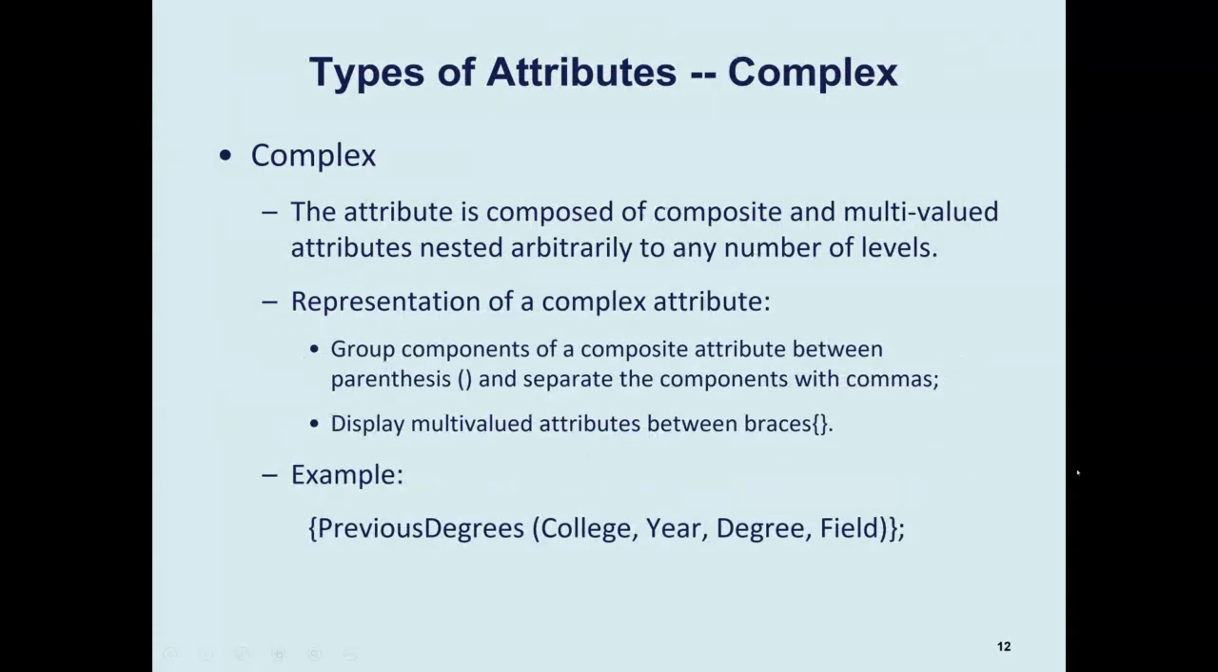So then the complex. Complex basically means that an attribute is composed of composite and multi-valued attributes that are nested arbitrarily to any number of levels. So it pretty much means that an attribute can be a multi-valued composite attribute. Okay, so let's see the example. I think this may give you a very good example.